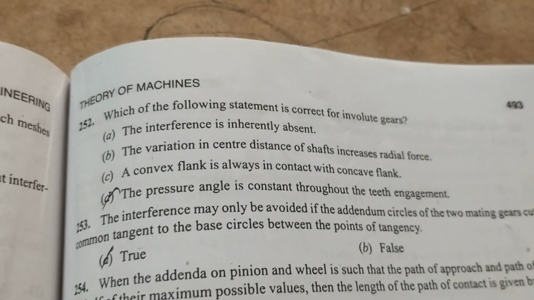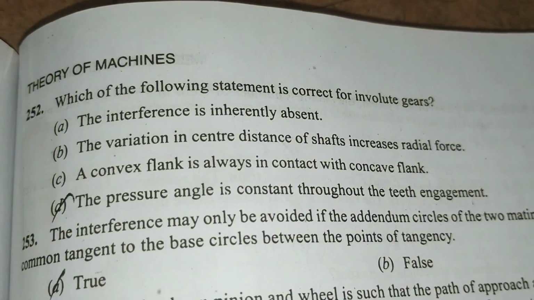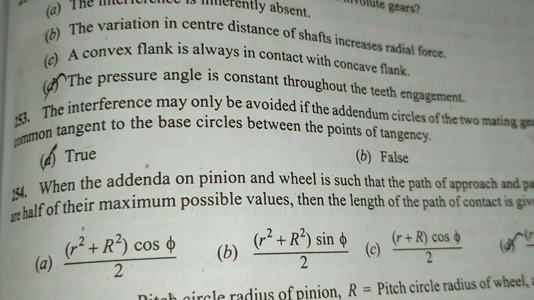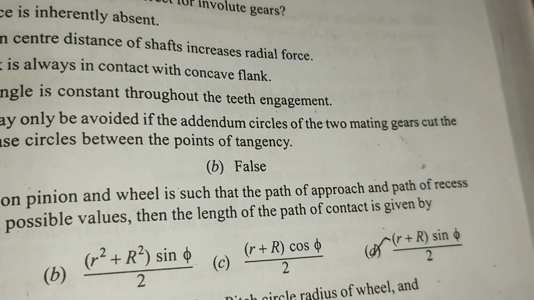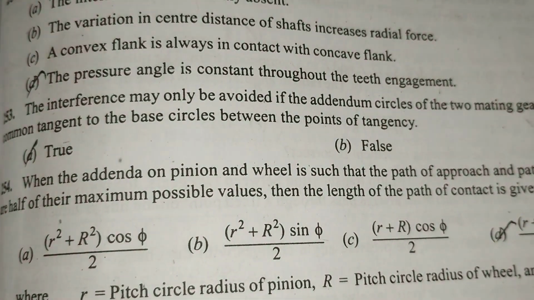Which of the following statements is correct for involute gears? The pressure angle is constant throughout the teeth engagement. The interference may only be avoided if the addendum circles of two mating gears cut the common tangent to the base circle between the points of tangency.